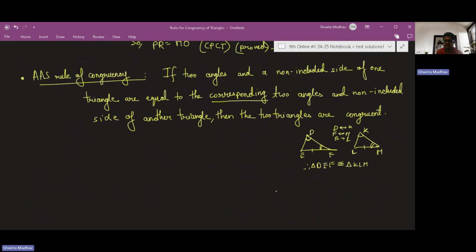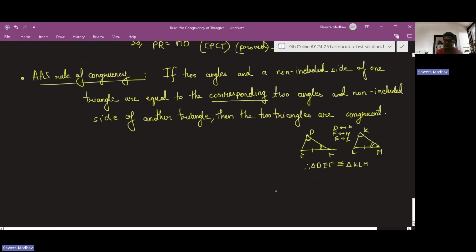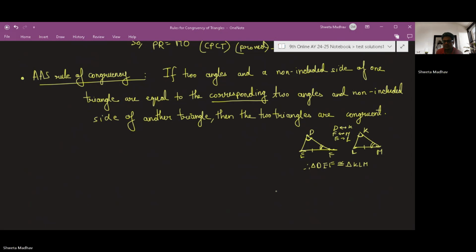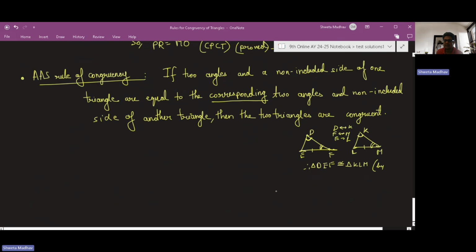Since EF is not the included angle, it is the non-included side. Here also LM is the non-included side. EF is the non-included side since we took the angles as angle D and angle F. And here also LM is the non-included side since we took angles K and M. So here I can say triangle DEF is congruent to triangle KLM by the AAS rule, the angle-angle-side rule of congruency.